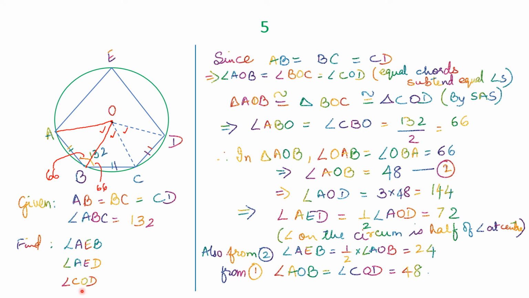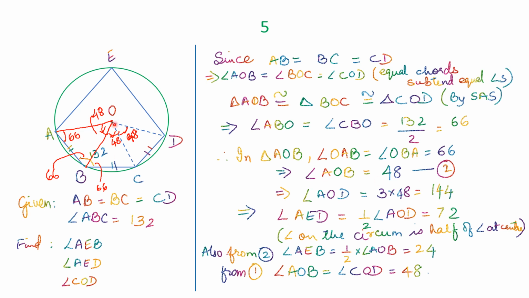Then in triangle AOB, you already know that AO and OB are equal because they are the radii, which implies that if this is 66, this is also going to be equal to 66. So in triangle AOB, we have 66 and 66, which will give me angle AOB equal to 48. So I'm getting 48 and this will also be 48 and this also will be equal to 48. Therefore, angle AOD is 3 times 48, which is equal to 144.